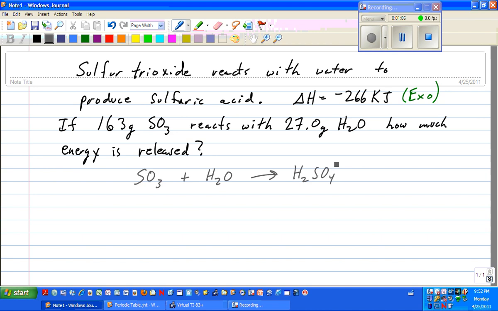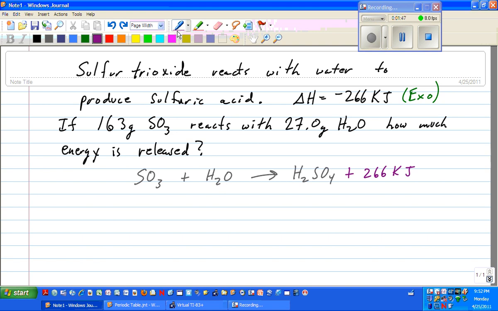So what I want to do is put my energy term into the problem. The energy term I said would go on the right as a product, 266 kilojoules. The sign right here, the side that it goes on, tells us whether it's endo or exo. If it's positive, it's endo, and the heat is an ingredient or a reactant, it goes on the left-hand side of the reaction. If the sign is negative, then it's an exothermic reaction, and the heat will go on the right-hand side as a product in the reaction.